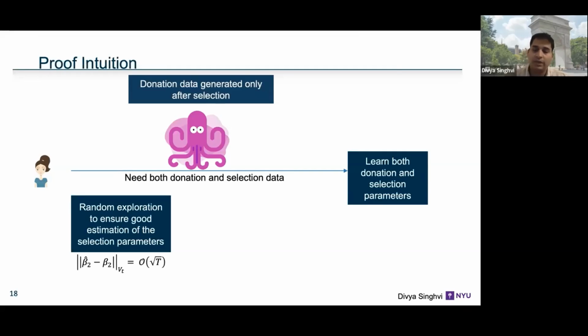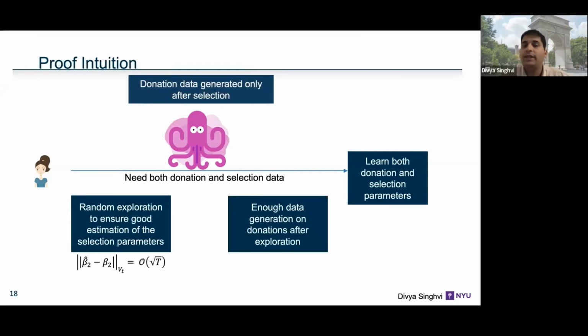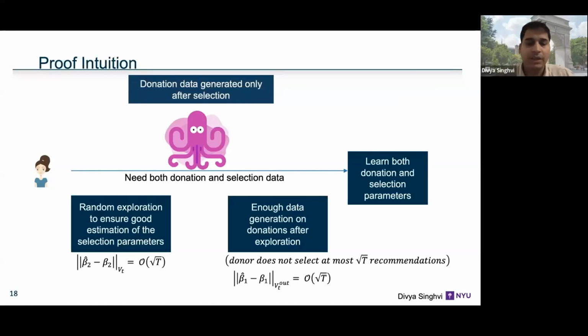Once we have this result, the next result, which follows through a series of lemmas, shows that enough data generation happens on donations in the UCB exploration phase, which is after random exploration. So informally, what this means is that donors do not reject more than square root of T recommendations. So a lot of these recommendations are getting selected. This can also formally be written as a bound on the estimation error of beta 1.